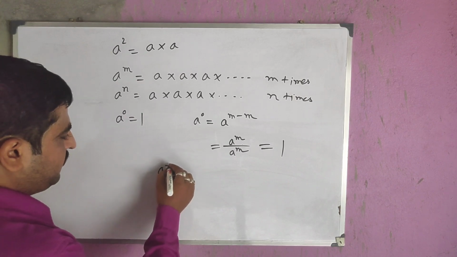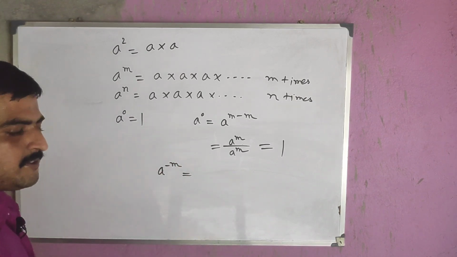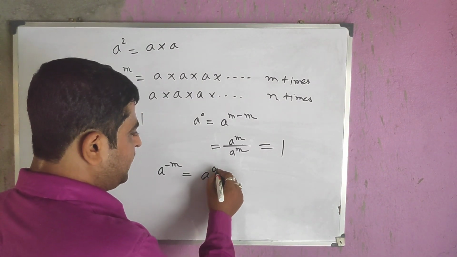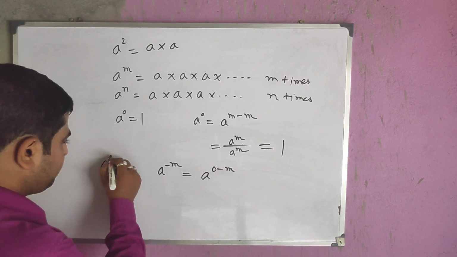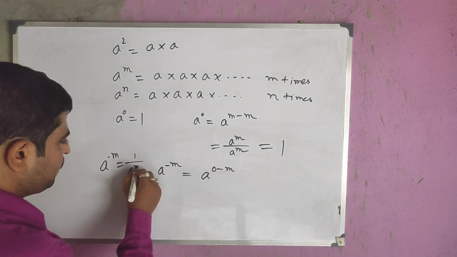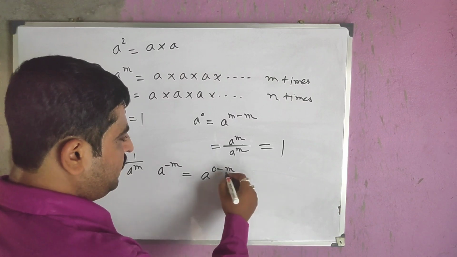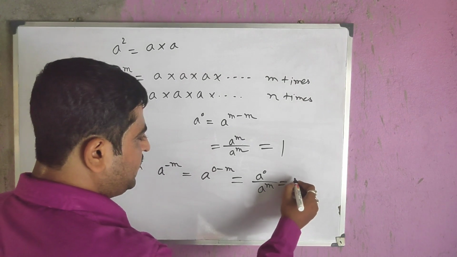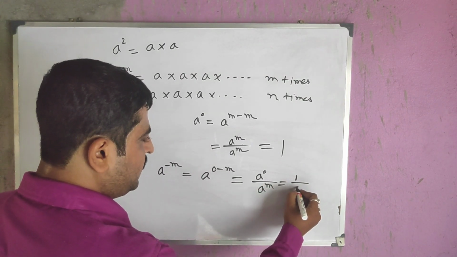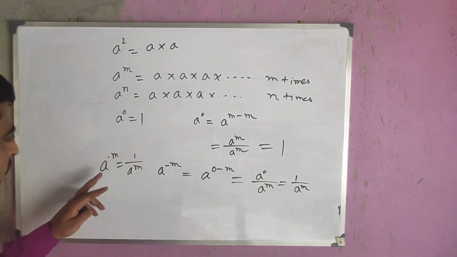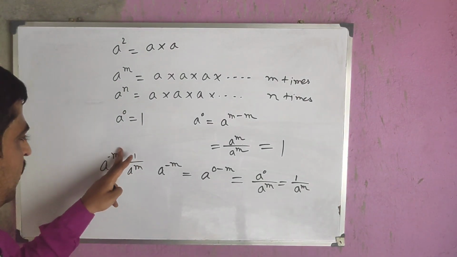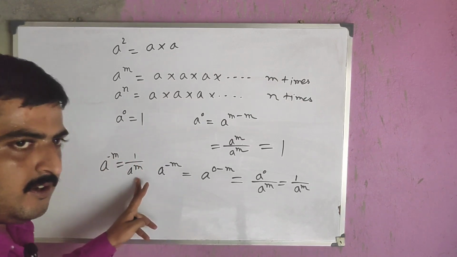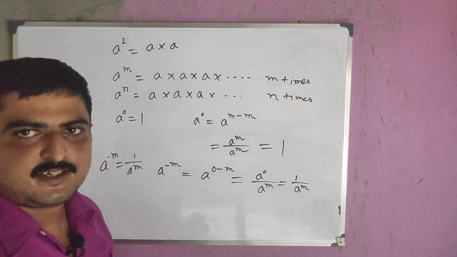Again, if something has a negative exponent, a to the power minus m, we can write that as a to the power 0 minus m. Again, when powers are subtracted in the case of division, we can write a to the power 0 by a to the power m. Something to the power 0 is 1, and a to the power m. So if a number has a negative exponent, its answer will become 1 by that number without writing the minus. It is the easiest way to remember that.